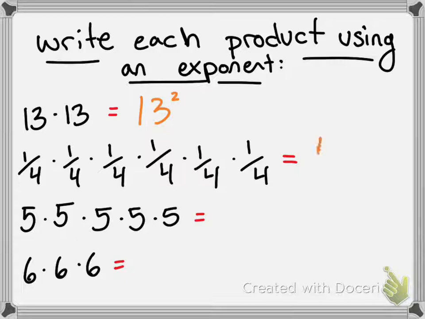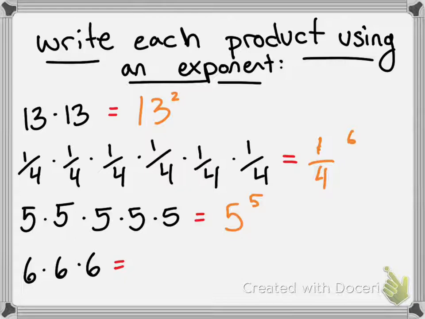1/4 to the power of 6. Excellent. Amelia, how would I write 5 times 5 times 5 times 5 times 5? You would write 5 to the power of 5. Perfect. And lastly, Ella, how would I write 6 times 6 times 6?